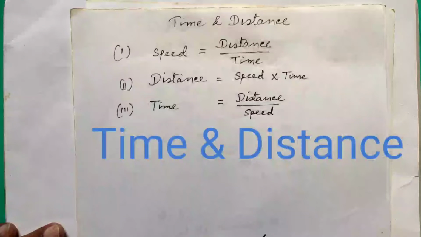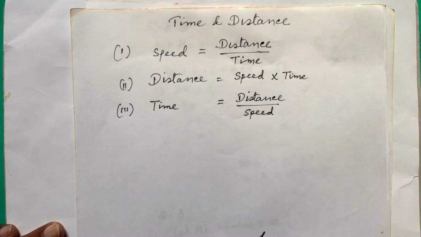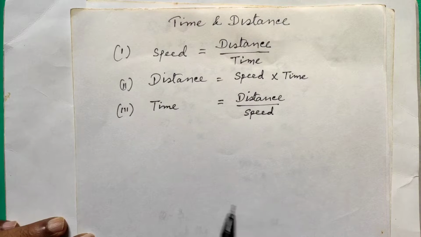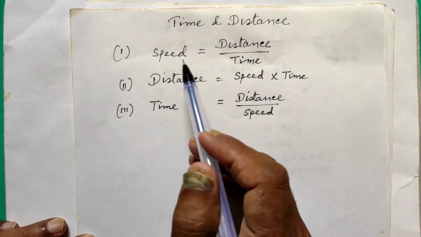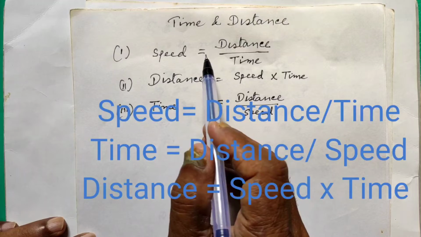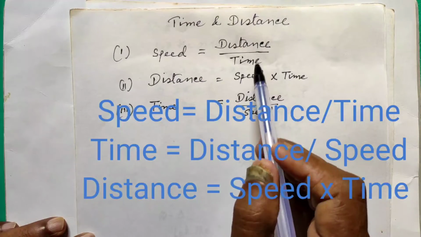Welcome back. Today you are going to learn about time and distance sums. First of all, you have to know what speed is. The definition of speed is the distance traveled by a moving body in a unit of time. So, there is a formula: speed equals distance by time.